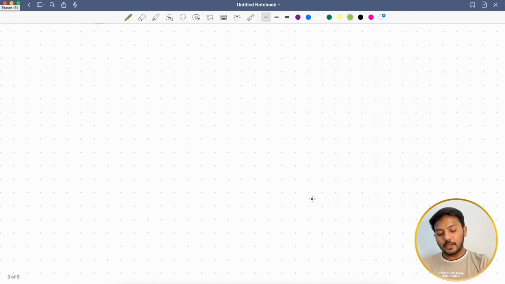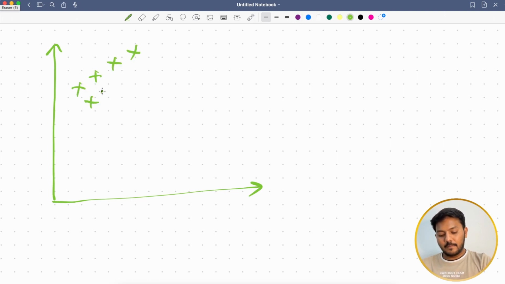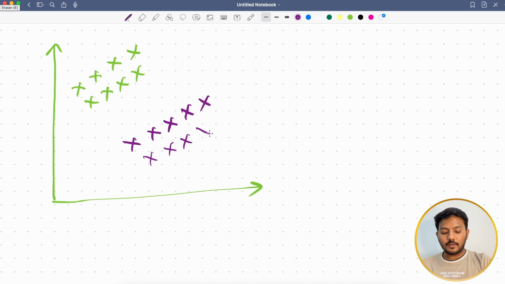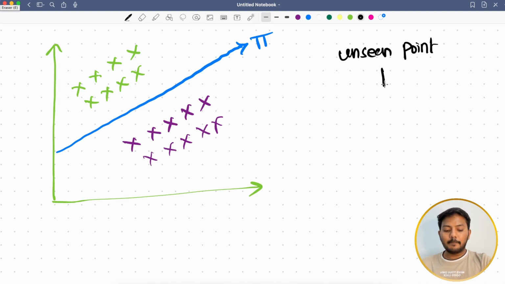And why is it useful? So let's take our traditional example. Let's say I have a 2D plane like this, I have points like this, and then I have another set of points which are like this. And what will the machine do? The machine will try to predict this line or plane, let's call it pi, and at any given unseen point, let's say p naught, let's assume p naught lies here.